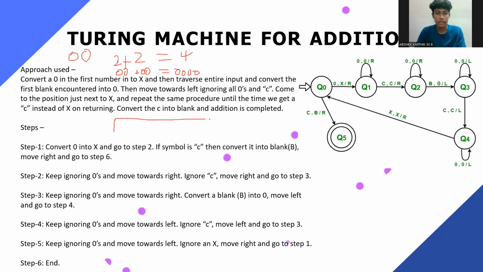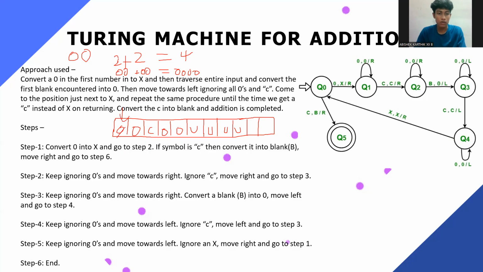So let's say we have a Turing machine, and our inputs are 0, 0. And then we have a C here, which means it is separating this two from this two. So it is separating the two inputs, and then the rest here are just blanks. These blanks play a major role in this problem. Okay, so the first step is we start from here.